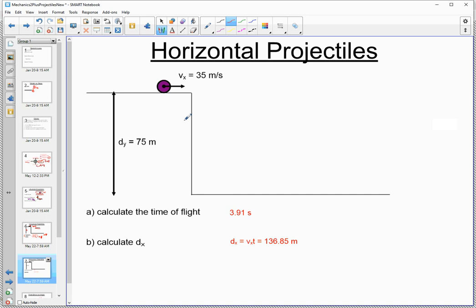Why don't you pause the video and try to work out the solutions. Height of 75 meters, Vx of 35 meters per second.